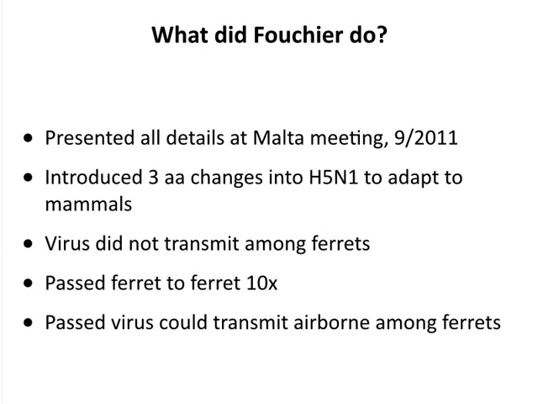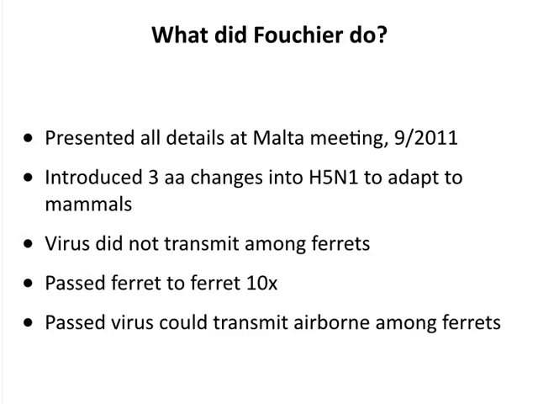So what exactly did he do? That article that I just showed you was the first that many of us had seen of it. We hadn't seen the research paper yet. But it turns out that in September of 2011, Fouchier gave a talk at a meeting in Malta where he presented all the details. What he did is he introduced 3 amino acid changes into H5N1 to get it to replicate in mammals. And I think these are changes to allow a switch to alpha-2,6 sialic acid specificity and a polymerase change to get better replication, which I've talked to you about. That virus did not transmit by aerosol among ferrets.